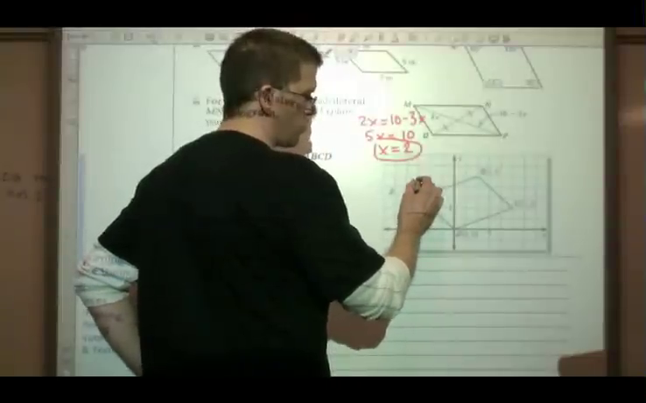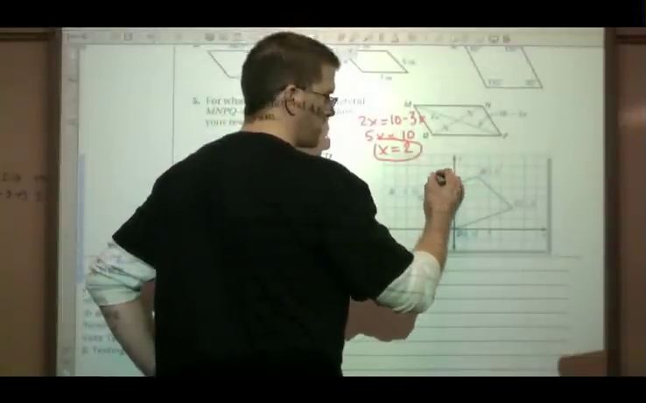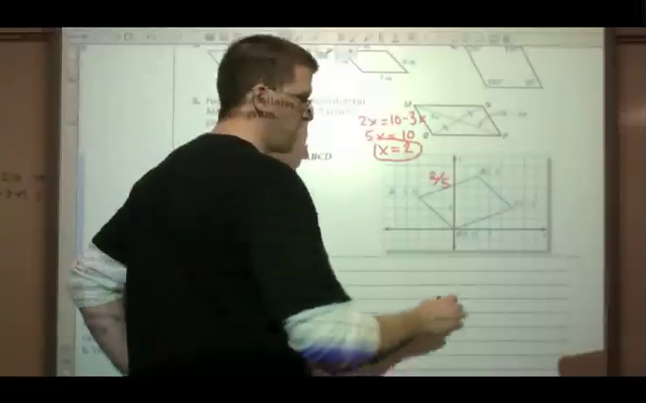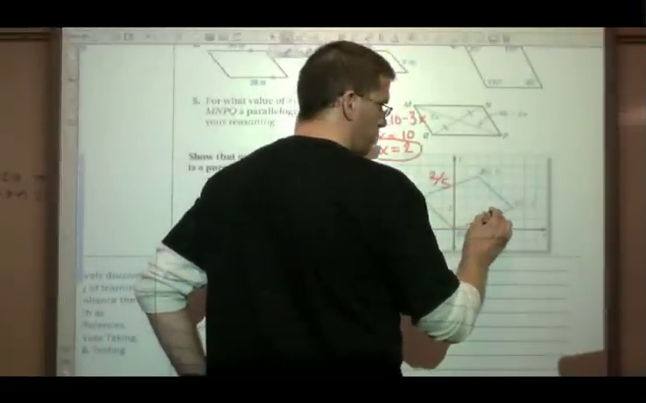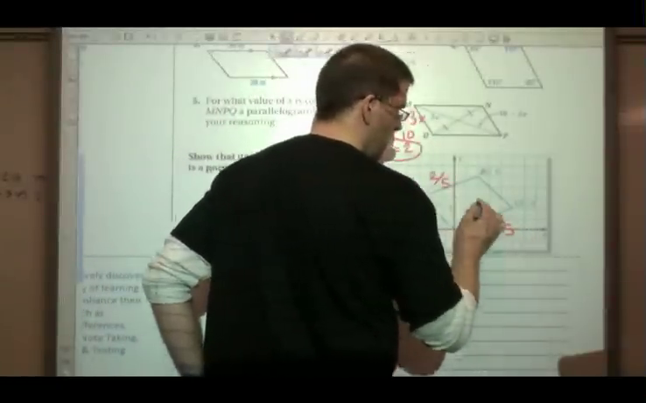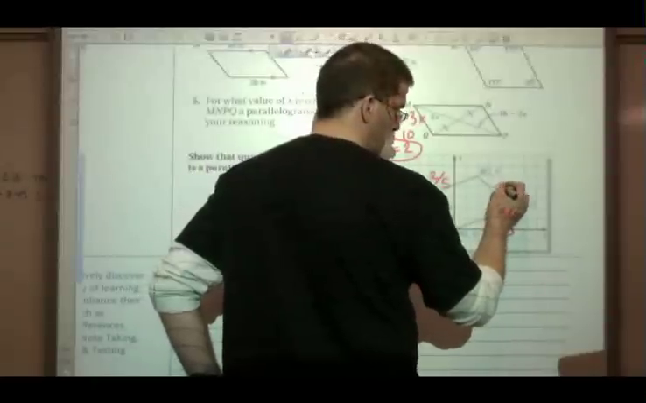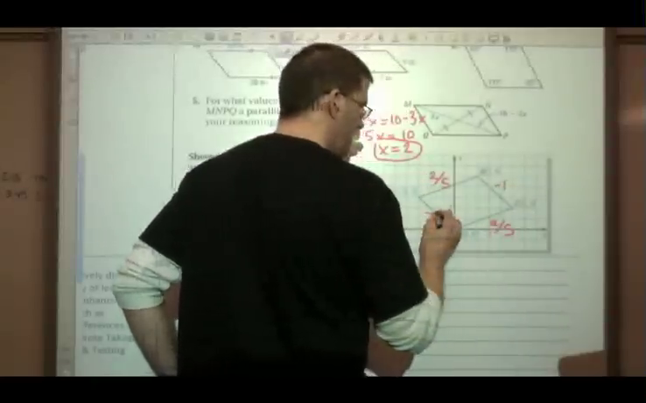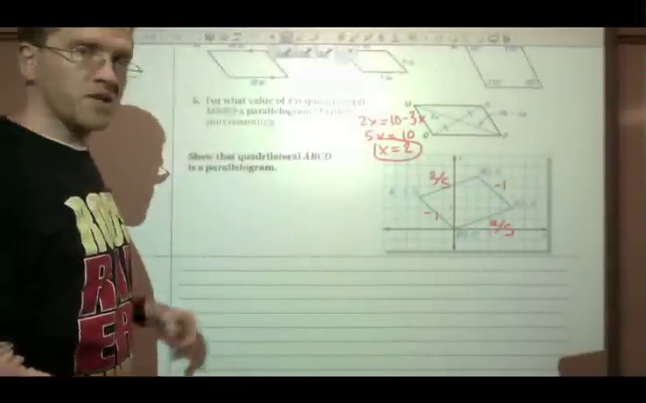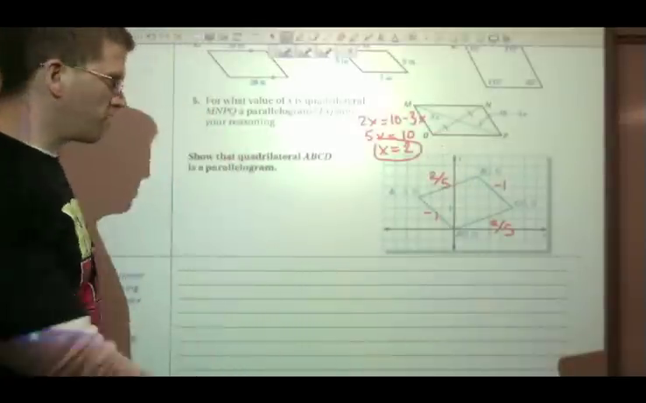So I'm going to count it by 2. 1, 2, 3, 4, 5. That means this slope has a rise of 2 and a run of 5. This one has a rise of 2, 1, 2, 3, 4, 5, and a run of 5. This one's down 3, right 3, which means it's down 1, right 1. Slope of negative 1 and negative 1. Since opposite sides are parallel, this is in fact a parallelogram.